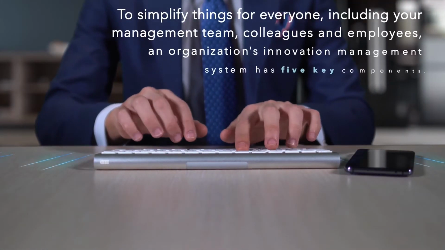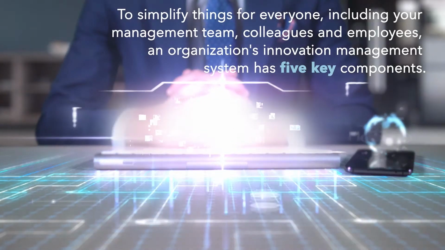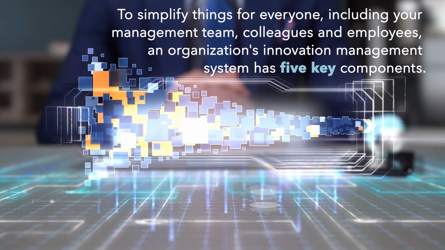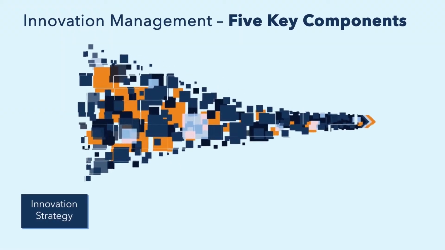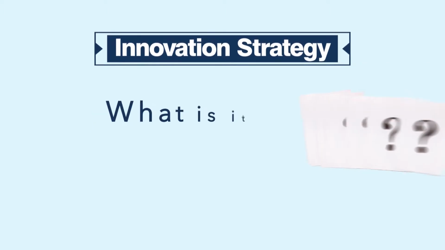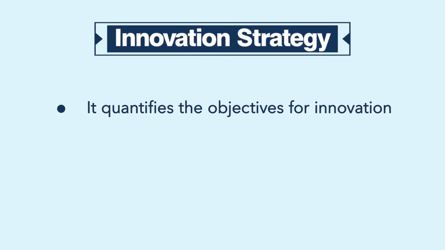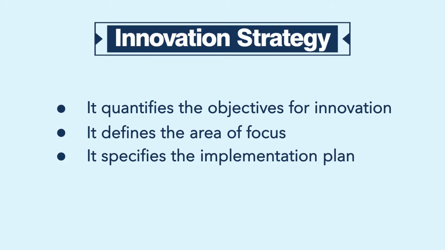To simplify things for everyone, including your management team, colleagues, and employees, an organization's innovation management system has five key components. Innovation strategy is the first component and the foundation of an innovation management system. Innovation strategy. What is it exactly? It quantifies the objectives for innovation. It defines the area of focus and it specifies the implementation plan.